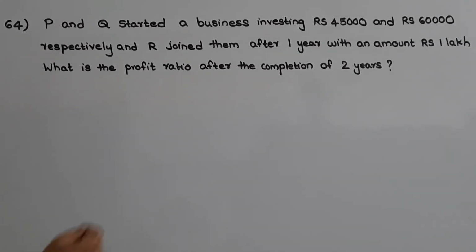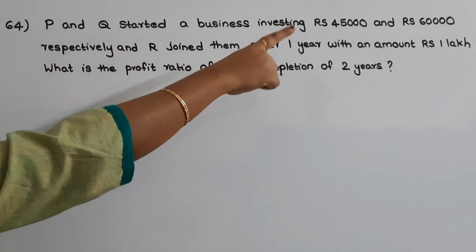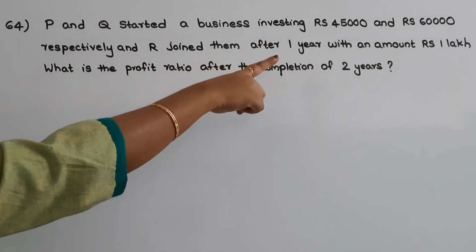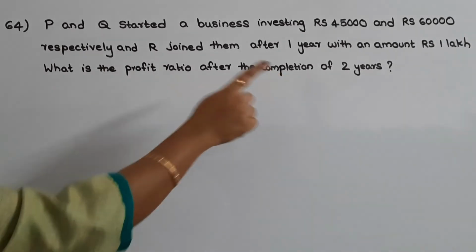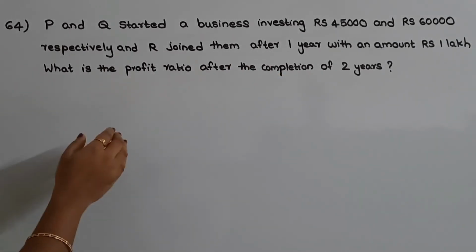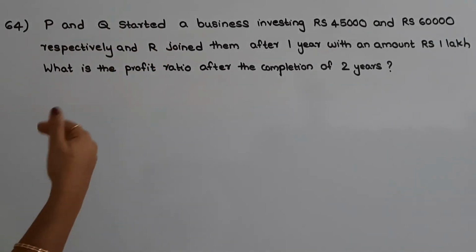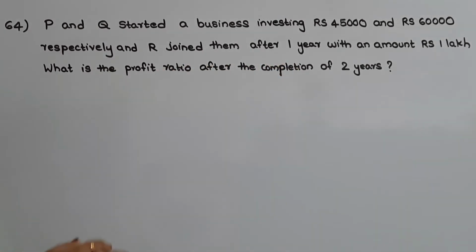The next question is, P and Q started a business investing rupees 45,000 and rupees 60,000 respectively, and R joined them after 1 year with an amount rupees 1 lakh. What is the profit ratio after the completion of 2 years? So in this question they have given the money invested by 3 persons P, Q and R. Then they are telling that we need to find out the profit ratio after the completion of 2 years.